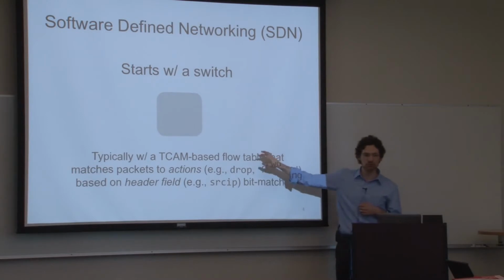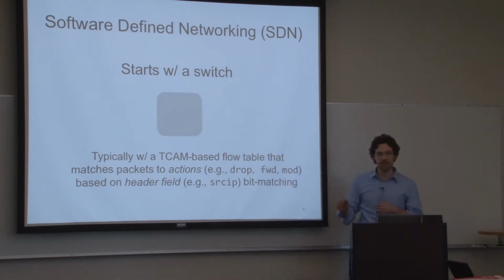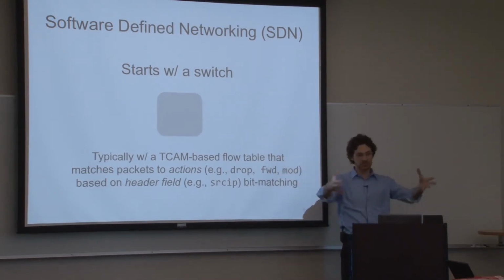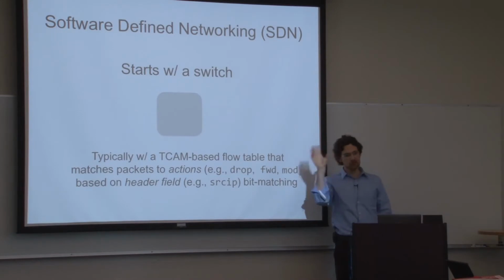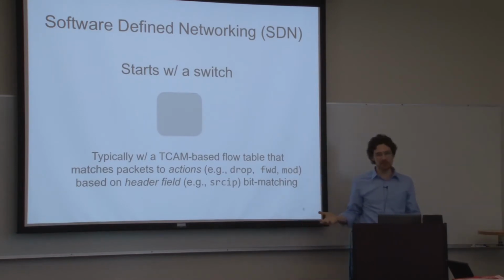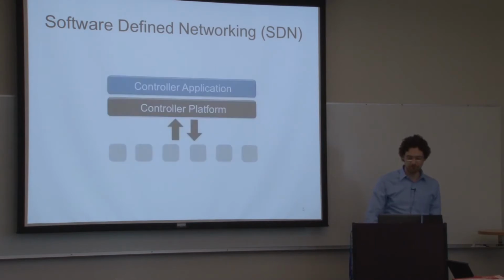But the flow table, which is really the core of the network switch, is going to essentially take packets in, look at the packet headers, match them to some entry in this flow table, and then do whatever actions are specified in that table entry, whether it be a drop, a forward out a certain port or set of ports, modifying some of the header fields before sending it out, et cetera.